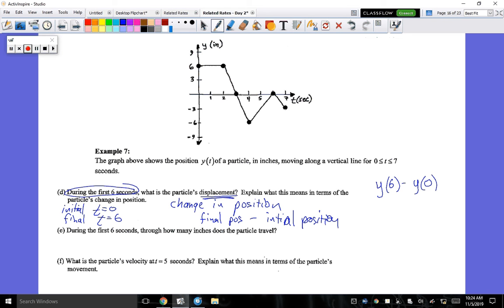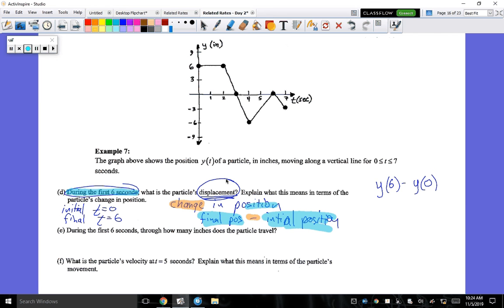Y'all with me? So displacement is change in positions, and it's final minus the initial. Why is it the final second? Yeah, it's not, because it says during the first 6 seconds. Oh, duh. No worries. So read carefully, please, because they'll do that too, and I have specific times for you guys on quizzes and tests. So during the first 6 seconds, do the displacement.